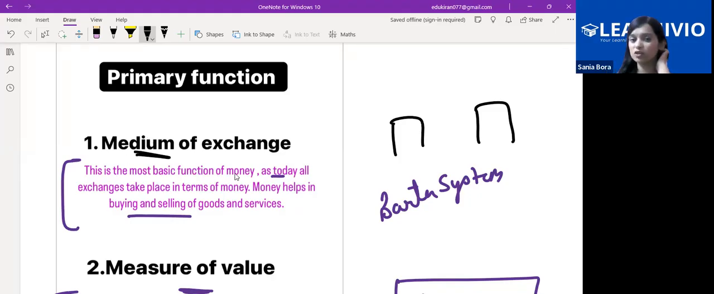This is the most basic function of money, as today all exchanges take place in terms of money. This is the most basic function of money. And why? Why have I written 'today'?